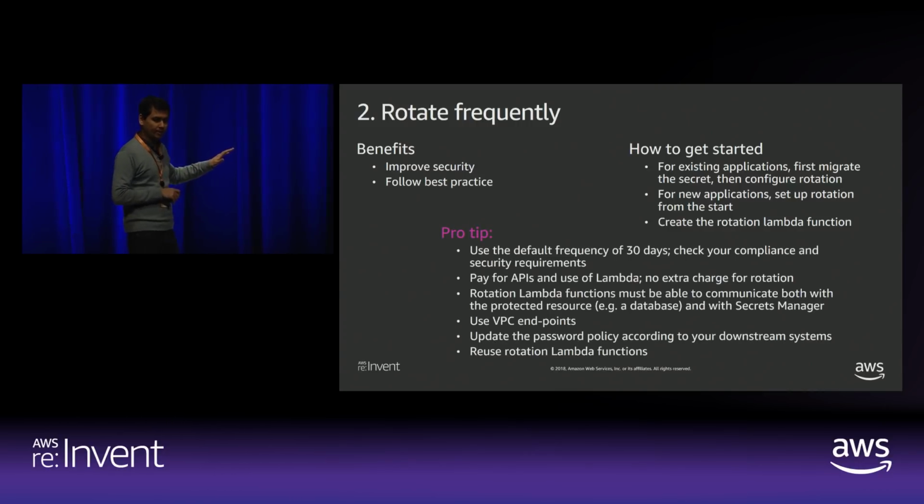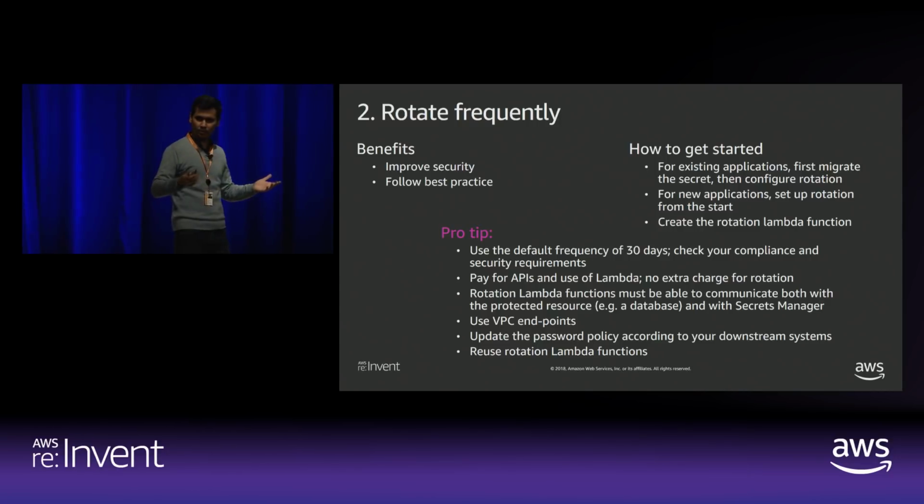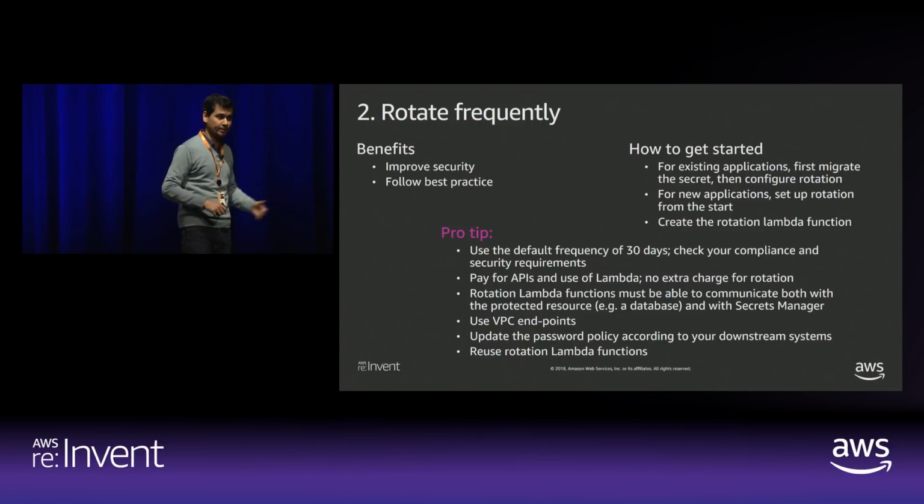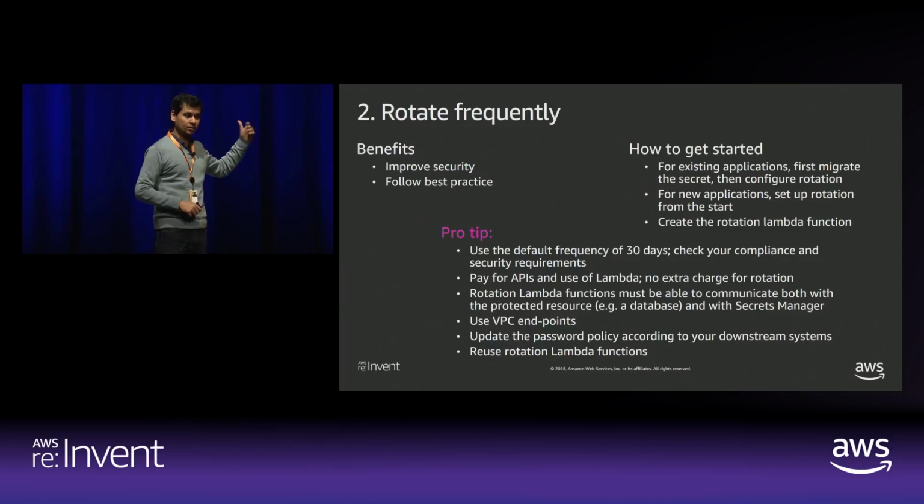Here are a few shortcuts to help you figure out your rotation strategy. The default frequency is 30 days on the console. It should work for most people, but check your compliance and security requirements to find out what this number should be. As I mentioned previously, when you rotate a secret, you're only paying for the rotation API and for the Lambda. You're not paying for a newer secret. So rotate your secrets actively. You don't have to be stingy about that because of cost.